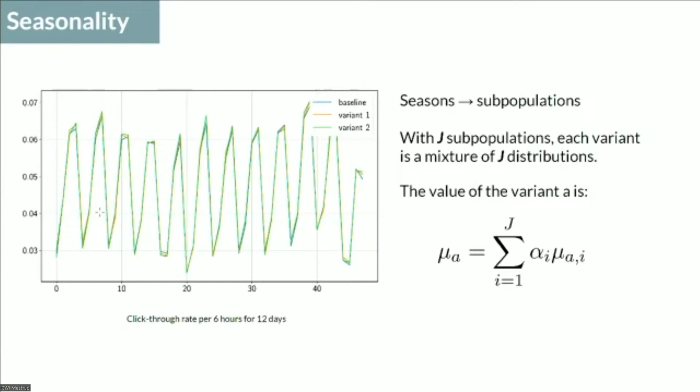And now with this, if I have J subpopulations, each of the variants is going to be a mixture of J distributions. So it's not going to be one distribution, but a mixture. And then the value of each variant is going to be the weighted average of the value among each of the seasons. And the weight here is this alpha, which is the frequency or the natural proportion at which that subpopulation appears in my sample, in my data.